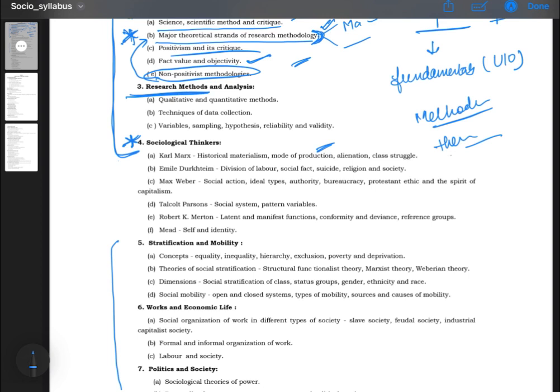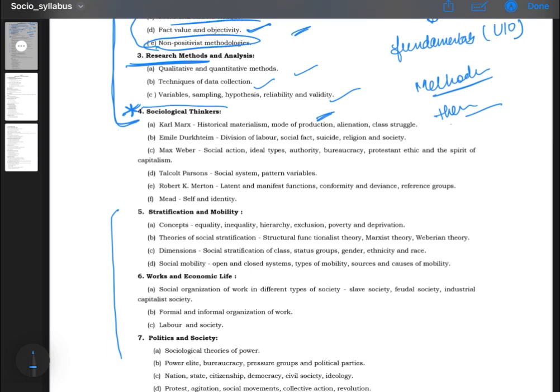Next unit is research method and analysis. This chapter is not as such related to any other chapter. But in this chapter, we know sociology is the scientific study of society, right? So in this chapter, we will be seeing how the scientific study of sociology is done. We will be looking at different methods, how hypotheses are formed, how the data of society is collected, how it is implemented and everything.